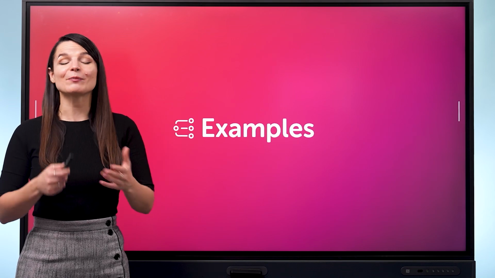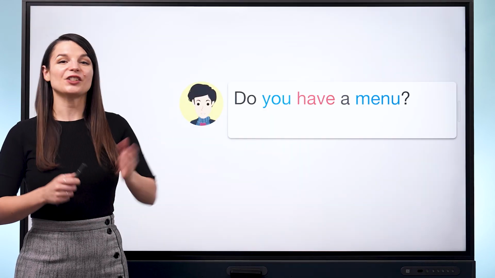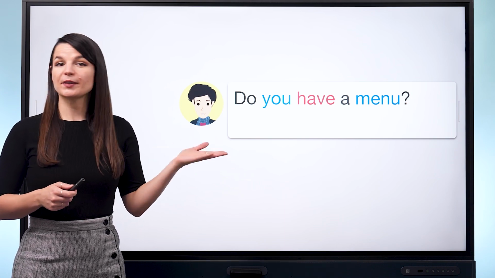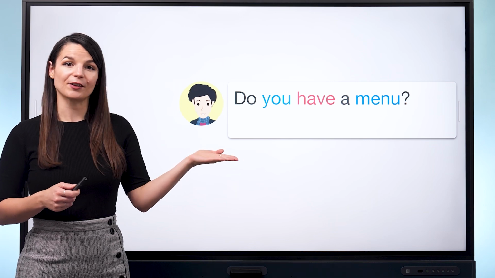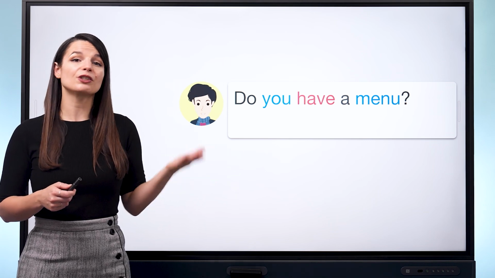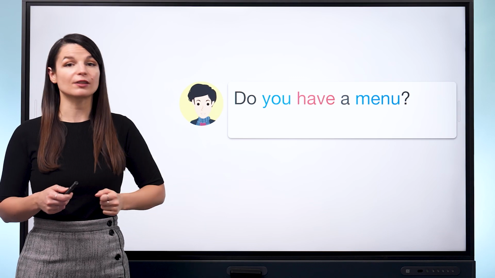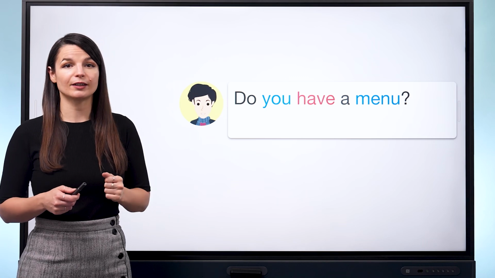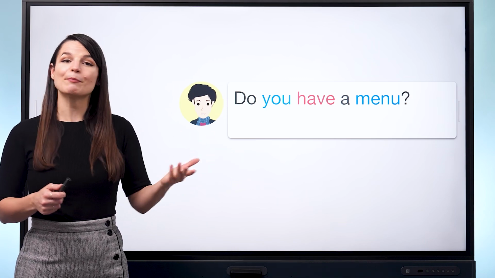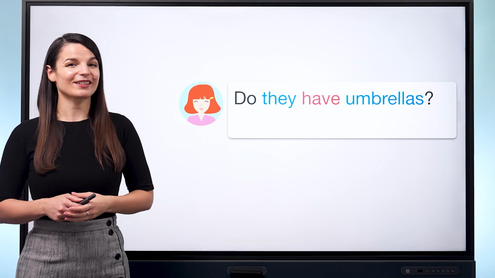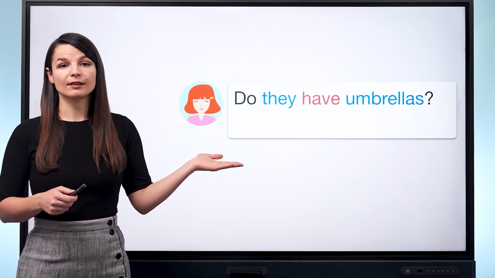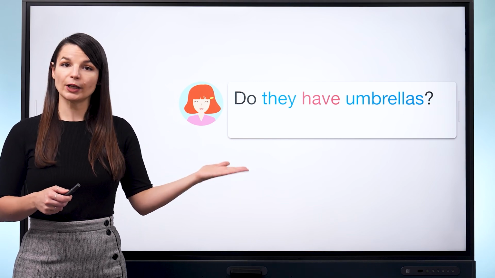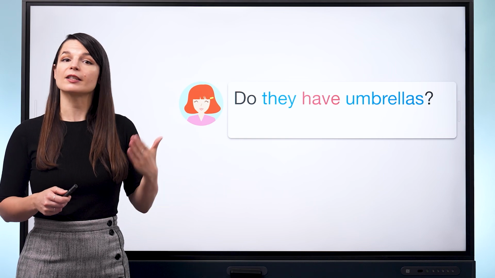Now, let's look at some speaking examples. Do you have a menu? Can you see how the pattern applies here? You is a pronoun, taking the place of the first noun. You is being used here to refer to both the listener that the speaker is talking to and also to generally refer to the business the listener works for. Menu is the second noun, the amenity. Next, do they have umbrellas? They is a pronoun taking the place of the first noun, and umbrellas is the second noun, the amenity the speaker is asking about.